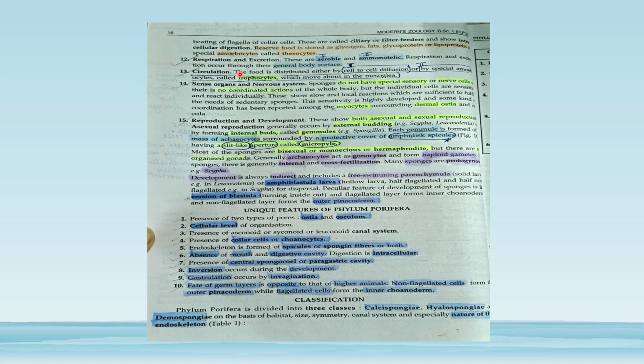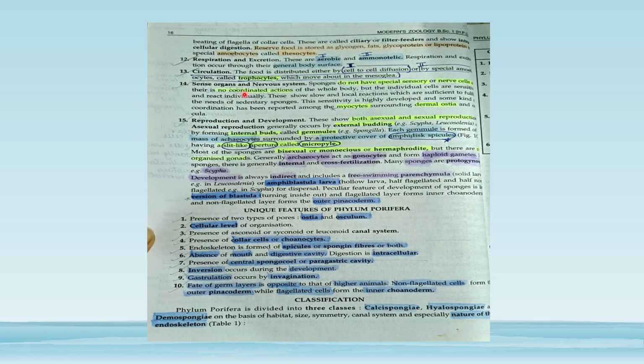Now let's move to the respiration and excretion. Respiration is aerobic and excretion is ammonotelic, that is they release ammonia. Respiration occurs through the general body surface and excretion also occurs through the general body surface. Now circulation: food is distributed by cell to cell diffusion and by special amoebocytes called trophocytes, which move about in the mesoglea.